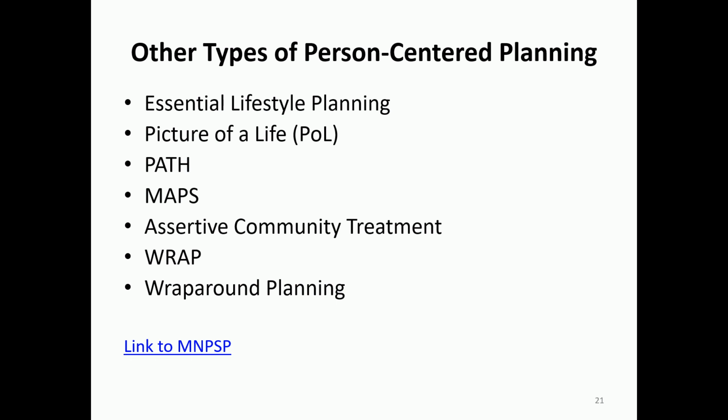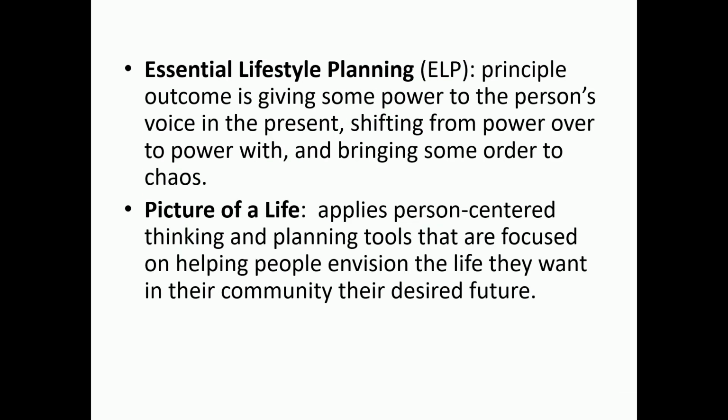Here are some different types of person-centered planning. You can find all of these resources on the mnpsp.org website. Essential lifestyle planning is a principal outcome in giving some power to the person and a voice in the present. It's shifting from power over to power with and bringing some order to the chaos. Picture of a Life applies person-centered thinking and planning tools that are focused on helping people envision the life that they want in their community and their desired future.